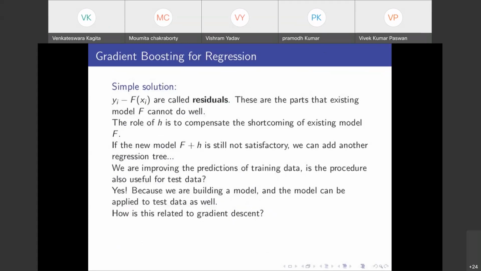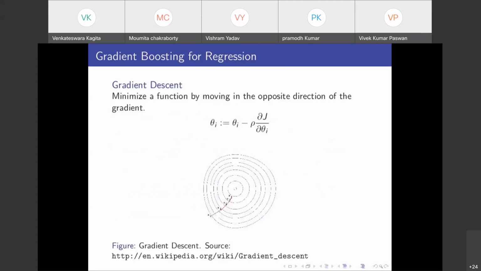So, yeah, now the question is, how is this related to gradient descent? Right. So what is gradient descent? Let us have just a review about it. In gradient descent, what are we doing? We are minimizing a function by moving in the opposite direction of the gradient, isn't it?